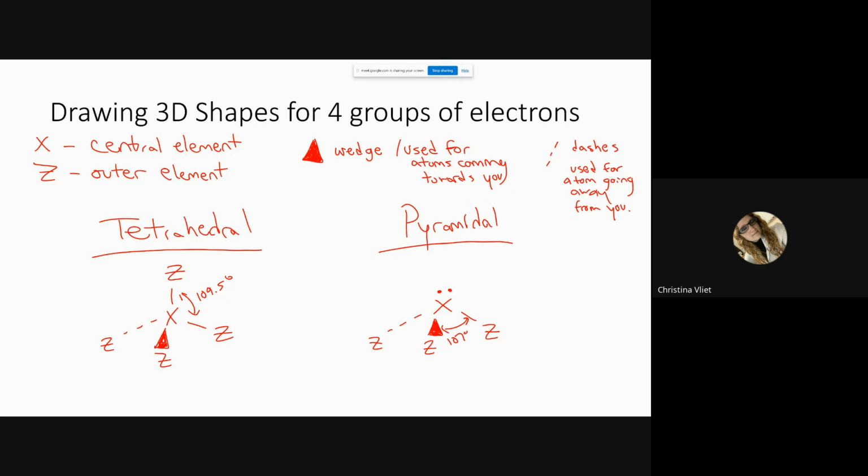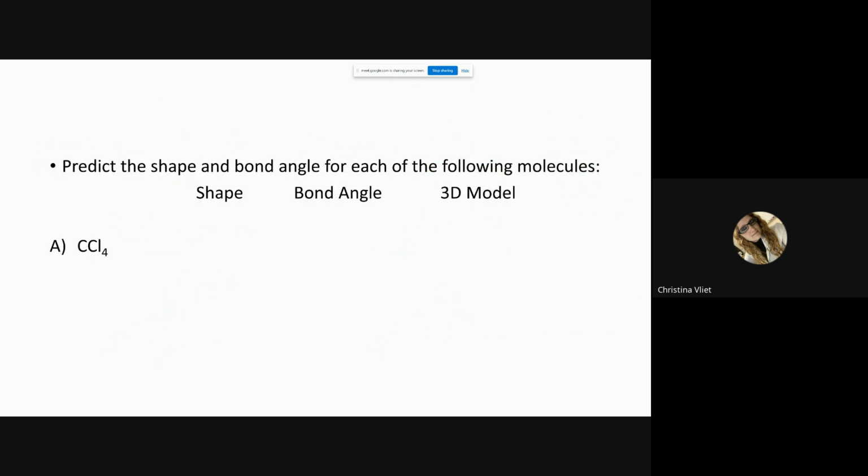Okay, let's at least take a look at an exam so you can see what types of questions you would be asked here. Predict the shape, the bond angle for each of the following. You have been given a molecule, CCl4. You are being asked for what is the shape, what is the bond angle, and also what is the three-dimensional model. That means draw it with the correct dimensions where you show the bond angle.